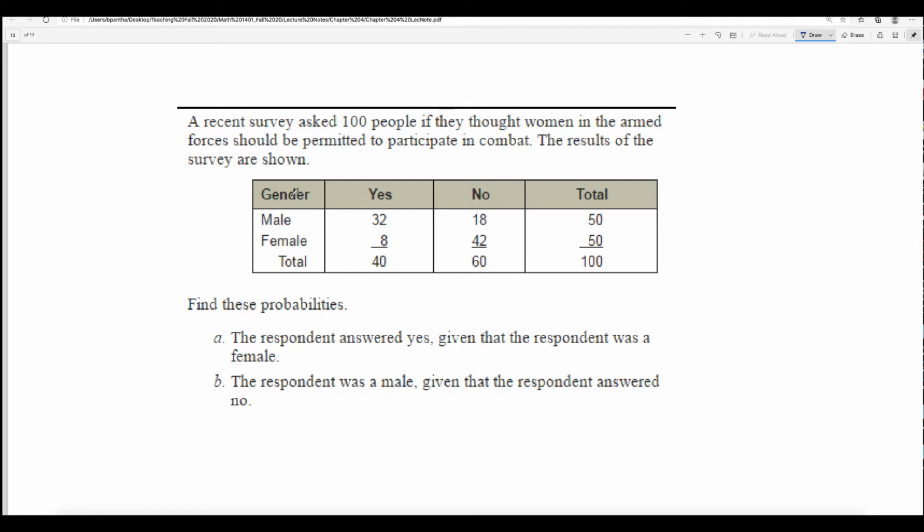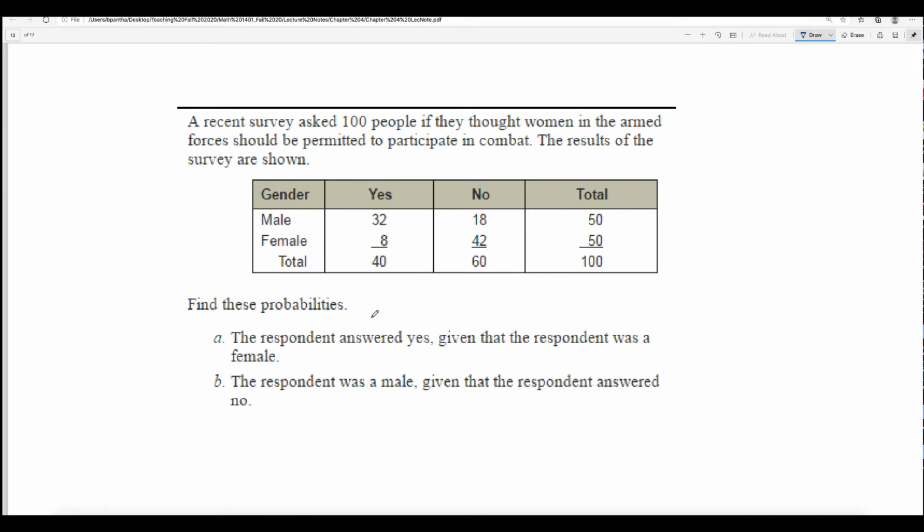Of the male, 32 out of 50 said yes and 18 said no. Of the female, 8 said yes and 42 said no. The total is 50 for each. The total yes is 40, the total no is 60. So everything is given. You don't have to find the totals from the table because the total is given already.